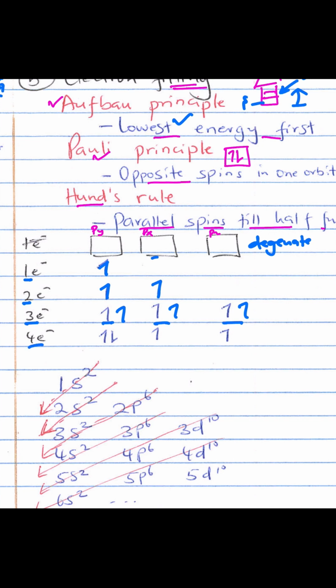Now, when you have 4 electrons, first of all, you fill them in parallel spin, and that takes 3. So we finish 3 and we're left with 1. Now you start pairing. And when you pair, it becomes opposite spin. So that's called pairing.